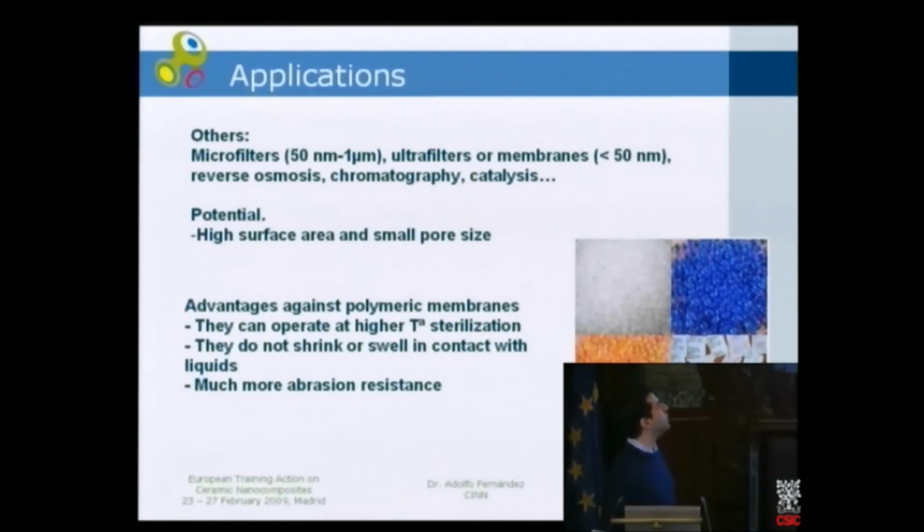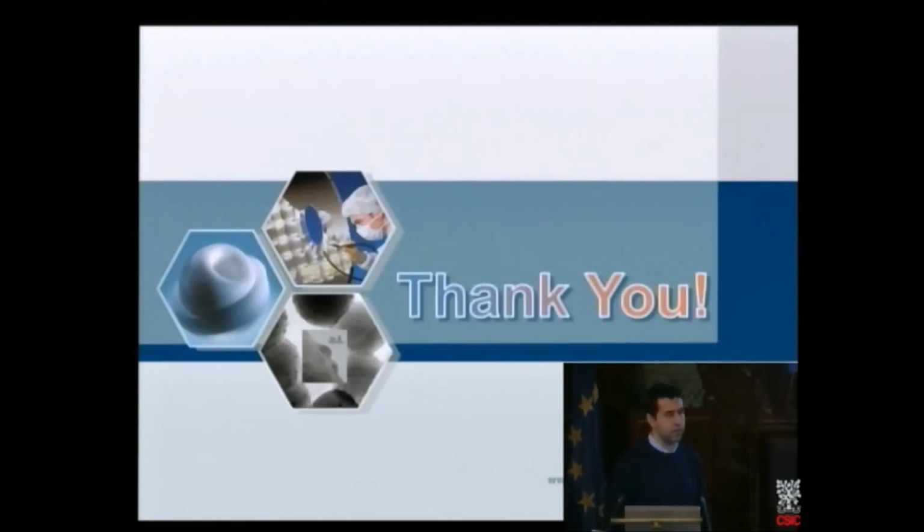And finally, other possible applications for this kind of products are as microfilters, ultrafilters, or membranes for reverse osmosis processes or in chromatography or catalysis. Their potential resides in the high surface area and the small pore size of these products. And their advantages against polymeric membranes are that they can operate at higher temperatures, allow sterilization, and they don't shrink or swell in contact with liquids. And they have much more abrasion resistance. And that's all.